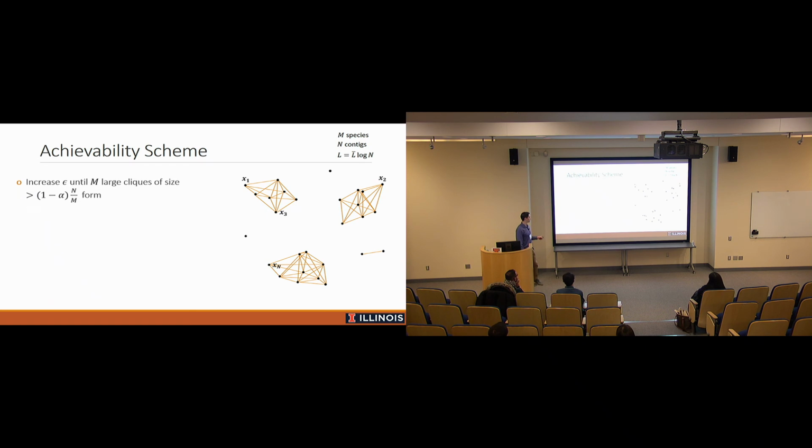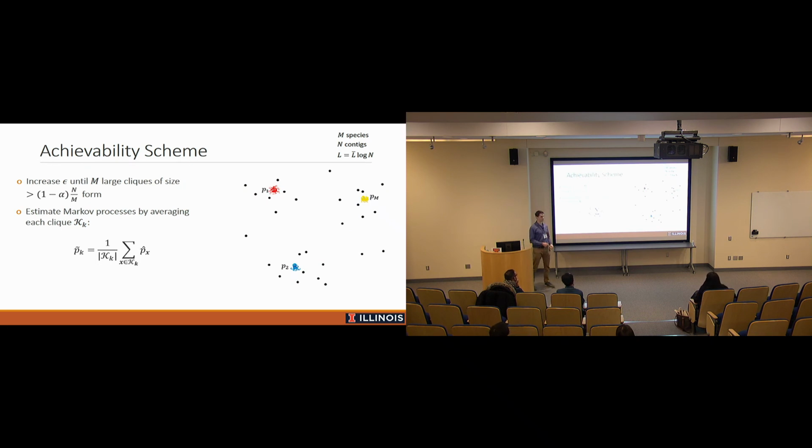So the goal here is to estimate the underlying species TNFs. So what we do is average the TNFs of each contig in each clique. And this gives us an estimate for the distribution. And it can be shown that in the limit as the number of contigs goes to infinity, these actually converge to the true distributions. Okay, so from here on out, we're going to basically assume that we have the underlying distributions.